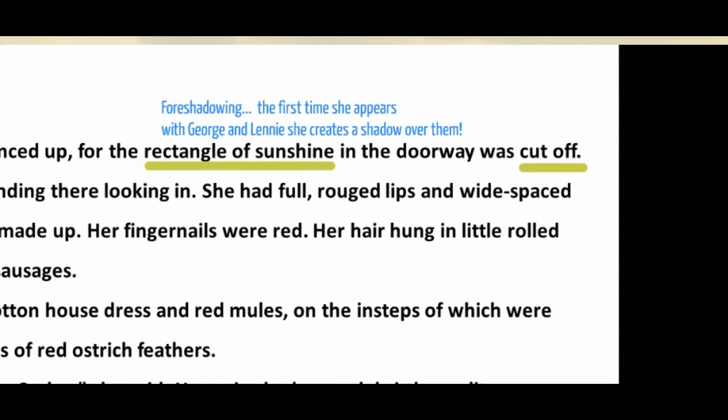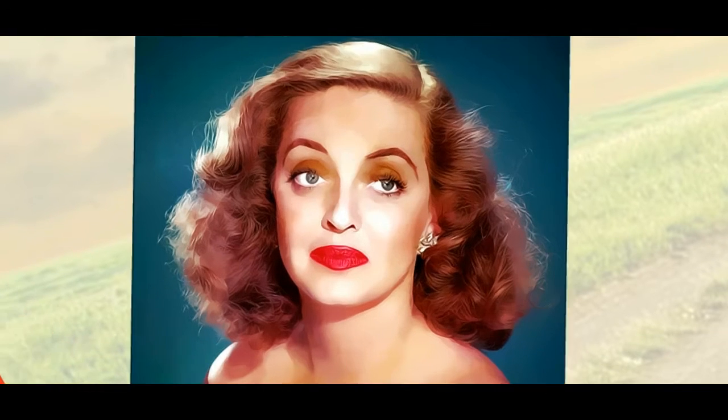It also doesn't just say that the sunshine faded, it says the sunshine cut off. So this probably suggests to the audience or the reader that this is going to be done in a very ruthless way or violent way. So it says in the description that she is heavily made up.